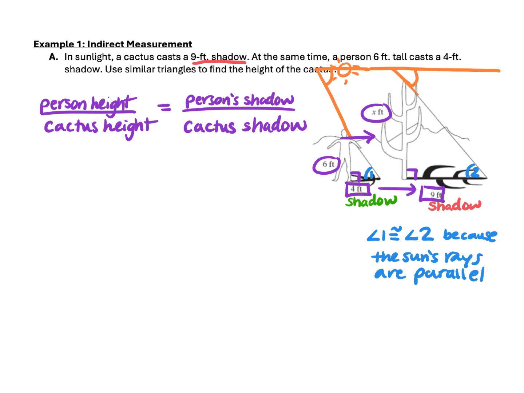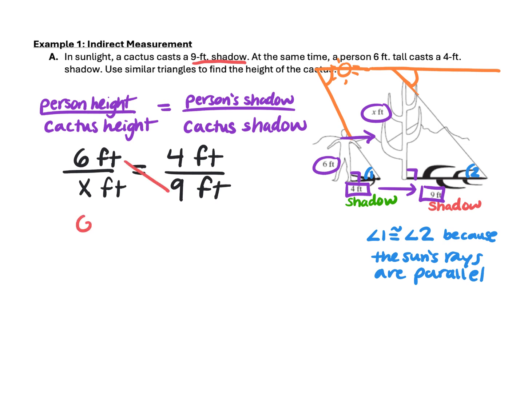So setting up our proportion, if we fill in those values, we would have person's height, 6 feet, over x feet. We don't know how tall the cactus is. And that's going to be equal to person's shadow, which is 4 feet, and the cactus shadow, which is 9 feet. Now it's a proportion, and we can just use our cross products to get the answer.